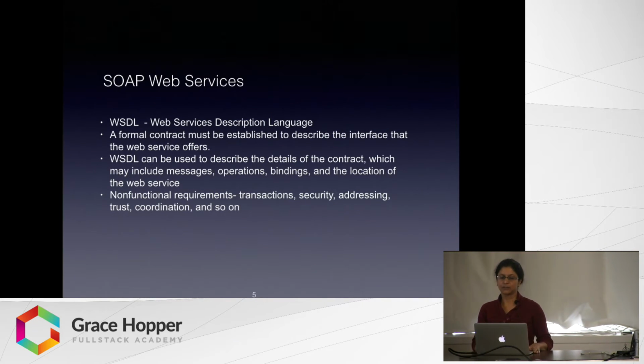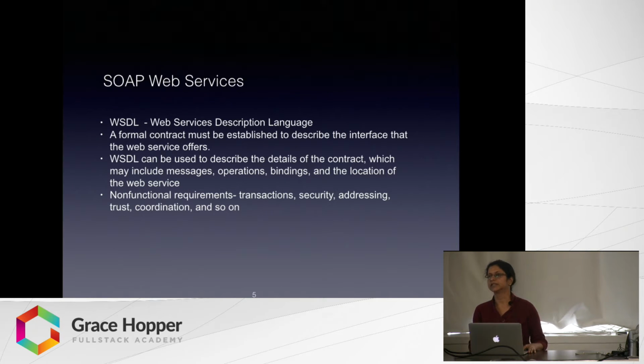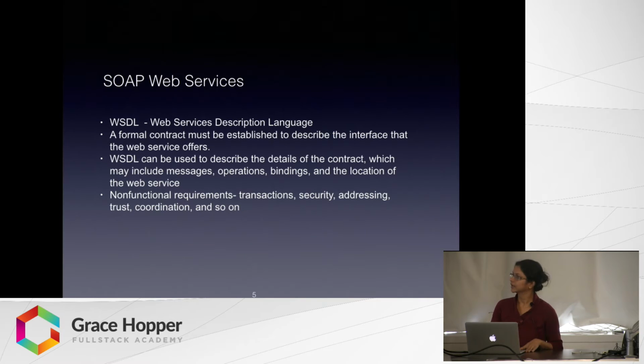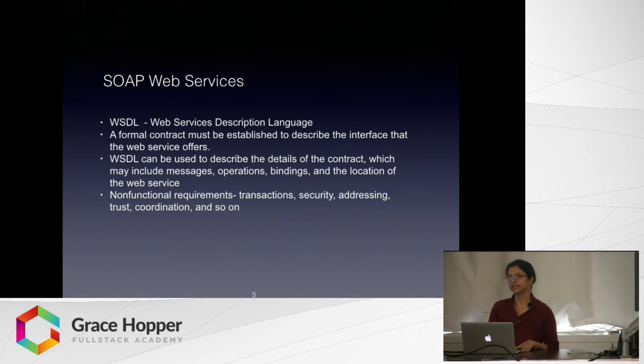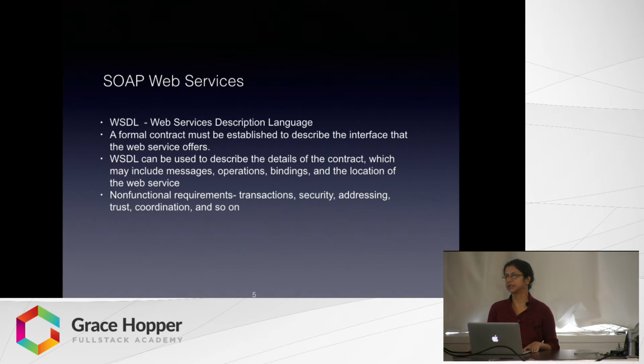The key component of SOAP web services is WSDL, which is an XML file with a .wsdl extension. You specify all the data types, the way the messages are constructed, everything in this WSDL file. It's a formal contract between the web service provider and the client. That means once you establish the WSDL file, you can independently develop the provider and client. You need not wait for the provider to be up.